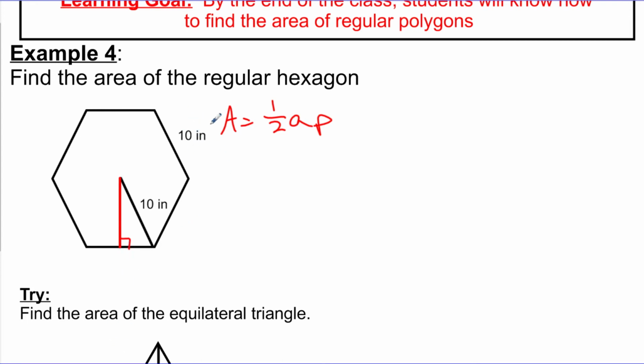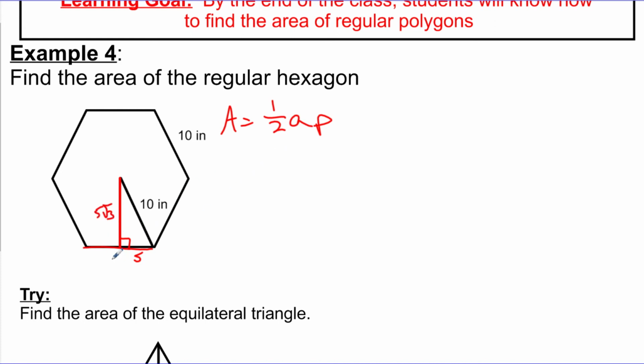But what I do know is that every side, which would be this whole thing, is worth 10, which means half of a side is worth 5. So I just created a right triangle. Now I know 2 of the sides. I'll let you go through the actual work of doing the Pythagorean theorem to figure this out. You're going to figure out that this is worth 5 square root of 3.